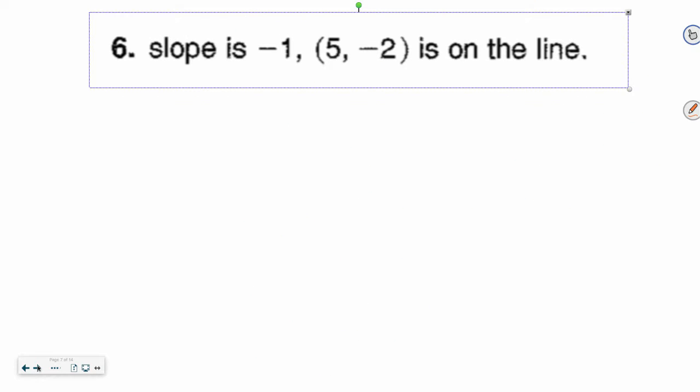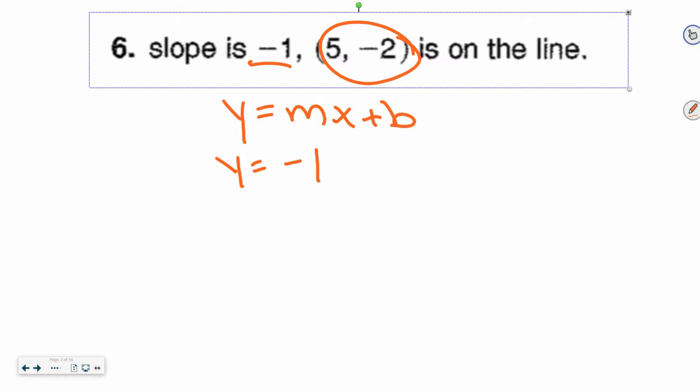For the last problem, my slope is -1, and I have my point 5, -2. So I always start y equals mx plus b. I plug in my slope. I plug in my point.